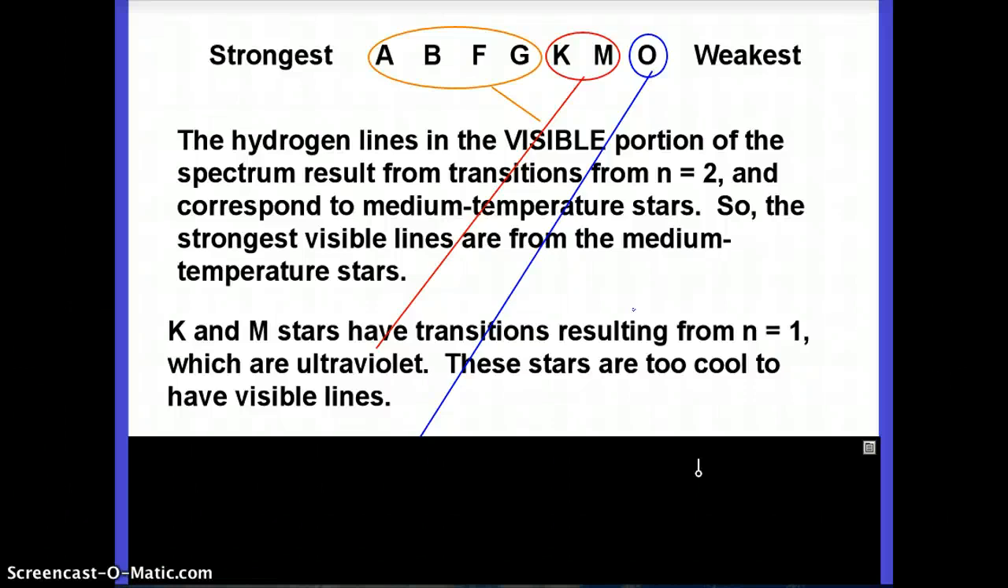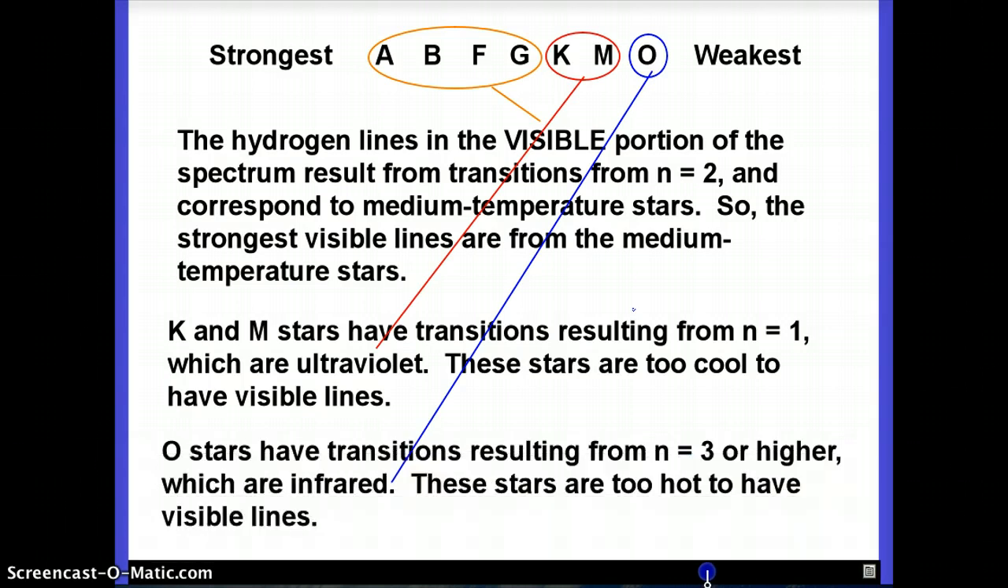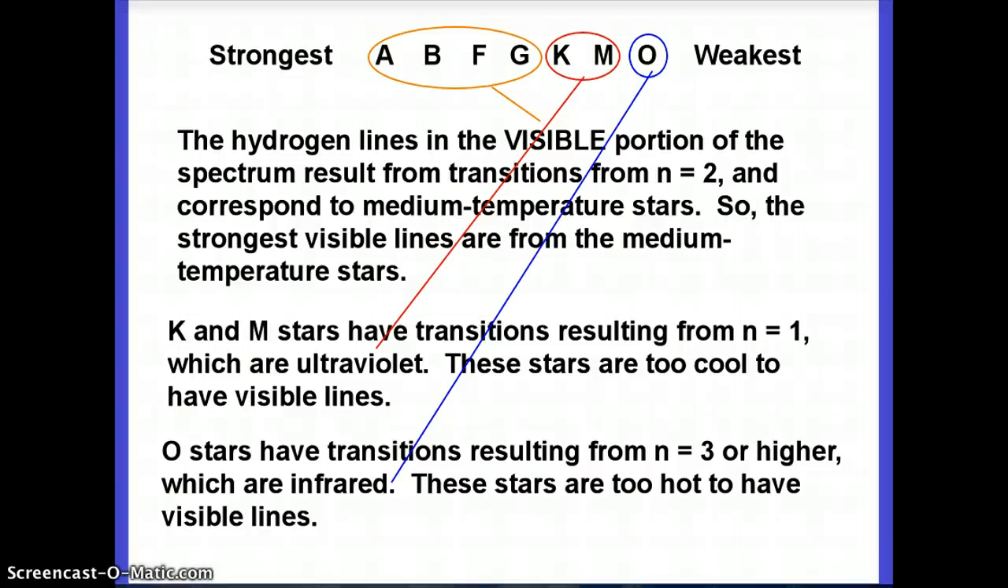Excuse me, I got interrupted again. So again, the K and the M stars have lines in the ultraviolet because their electron is in n equals 1, but those are too cool to have visible lines. And similarly with O's, O's turn out to be very, very hot stars, like 30,000, 40,000 degrees. And so their electrons start off in the n equals 3 level or even higher, so you're not going to see that 2 to 3 transition in O stars. So you're not going to have visible absorption lines.